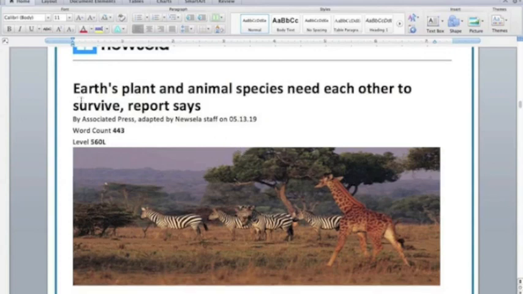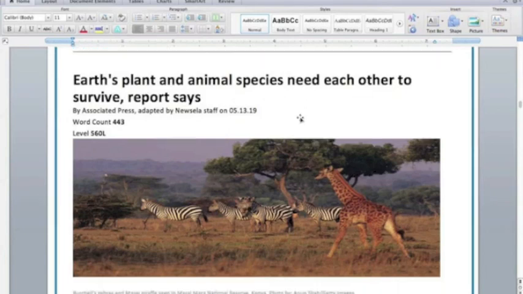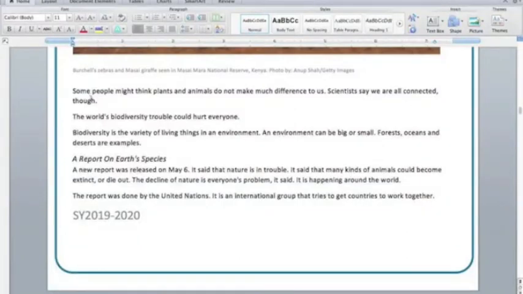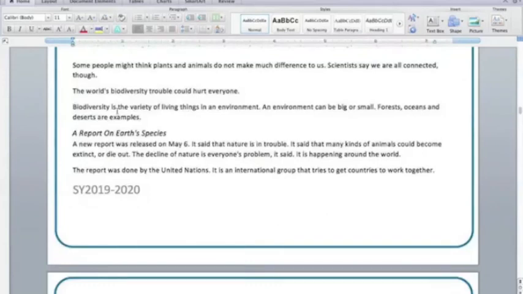The second text is titled, Earth's Plant and Animal Species Need Each Other to Survive, report says. Some people might think plants and animals do not make much difference to us. Scientists say we are all connected though. The world's biodiversity trouble could hurt everyone. Immediately, what word do we want to circle? That's right, biodiversity. Let's keep going.